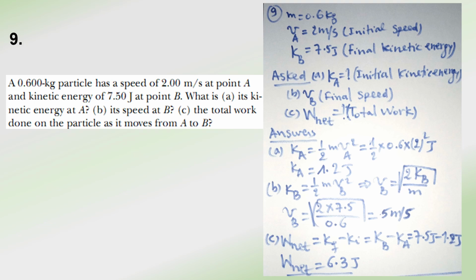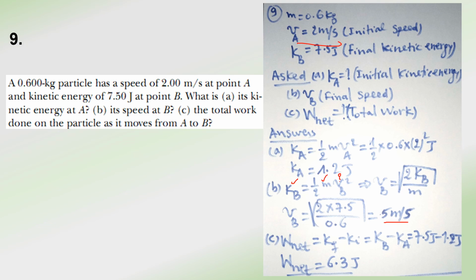This means the initial kinetic energy equals half of the product of the mass, which is given, and the square of the initial speed. Then we are also asked to find the speed at the final position. We use the formula for kinetic energy. Because kinetic energy is given and mass is given, what is unknown is the final velocity. Then the final velocity equals the square root of 2 times the final kinetic energy over the mass. By replacing the kinetic energy and the mass by their values, we get that the final velocity equals 5 meters per second, which is larger than the initial velocity.